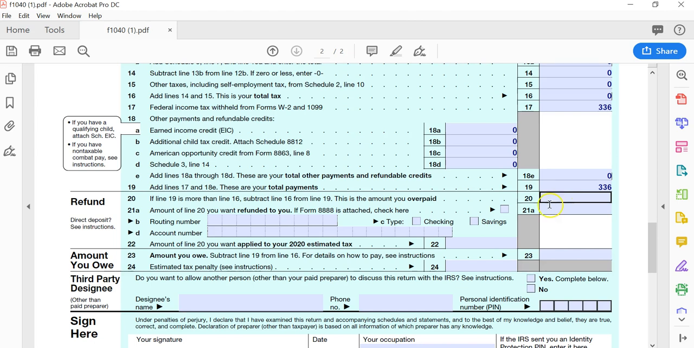So if we do the math, it says if line 19 is more than line 16, so if we look, 19 is more than line 16, then you can subtract line 16 from 19. This is the amount that you overpaid. So we would end up with 336, okay? You get a refund on your tax return if you overpaid. So Edgar overpaid $336. He's going to get that money back. Okay. 21A is asking amount on line 20 you want refunded to you. We want all of our money back, so that's going to be $336.